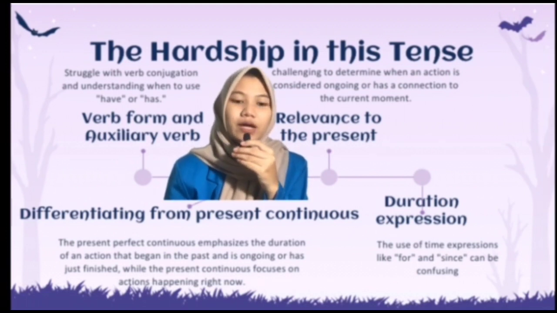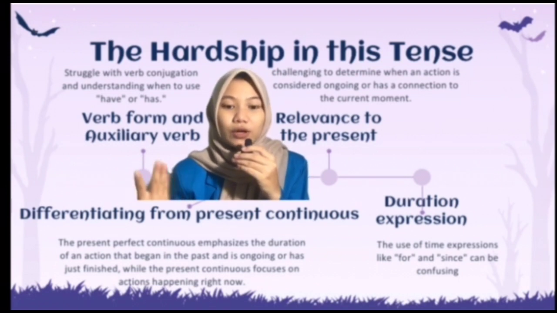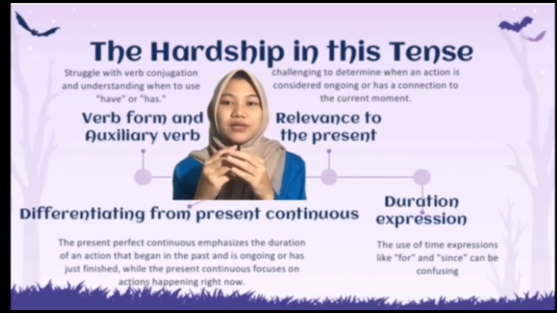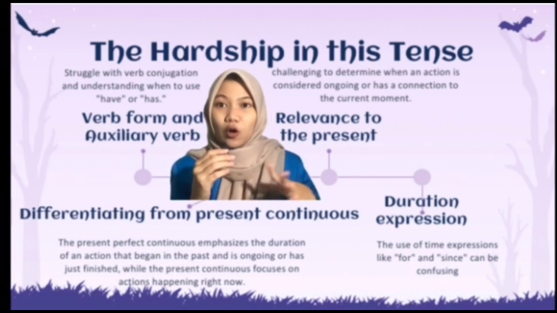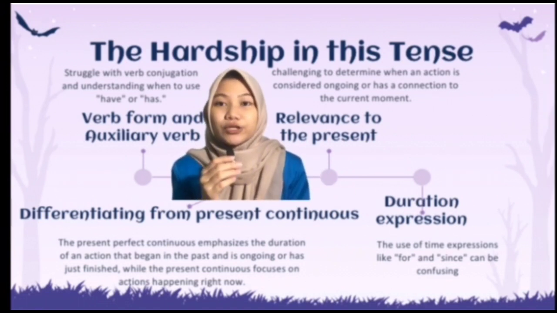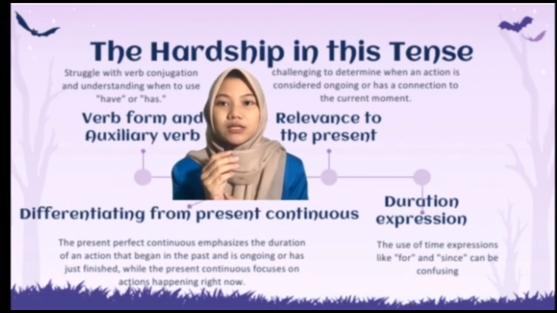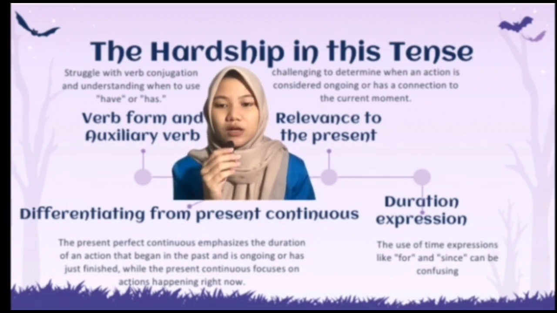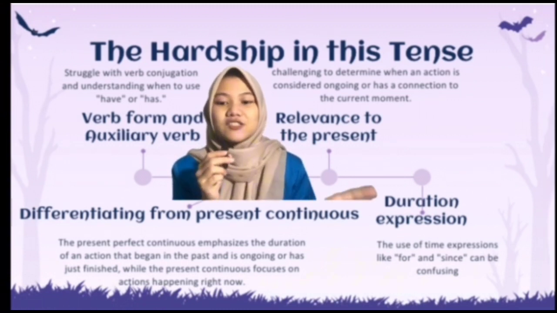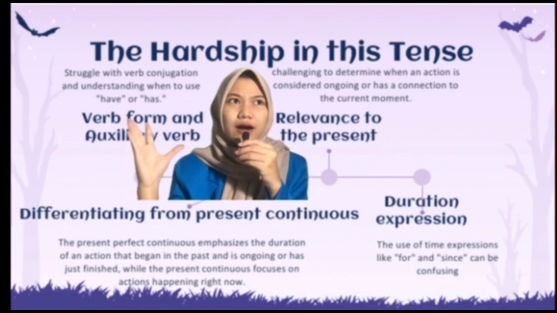The third, we find that differentiating from present continuous is hard. The present perfect continuous embraces the duration of an action that began in the past and is ongoing or has just finished, while the present continuous focuses on action happening right now. Okay. The fourth, we find that duration expression, how the use of time expressions like for and since can be confusing. What is the solution to that hardship?